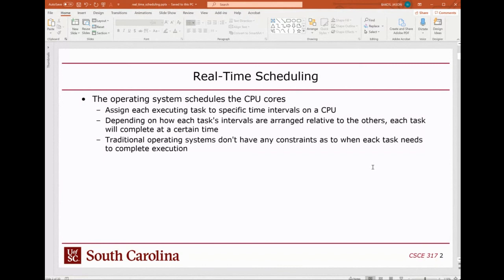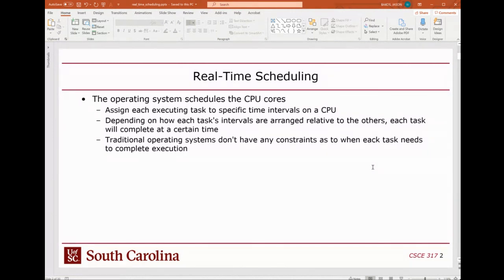Recall that an operating system has to schedule the CPU. So it has various tasks, various processes, and it has to decide which one is getting to use the CPU at any point in time. So basically, the operating system is assigning each executing task to a specific time interval on the CPU.